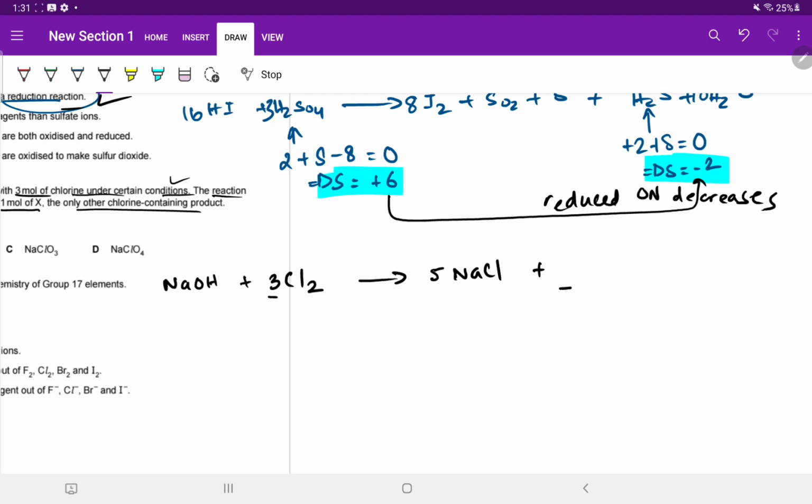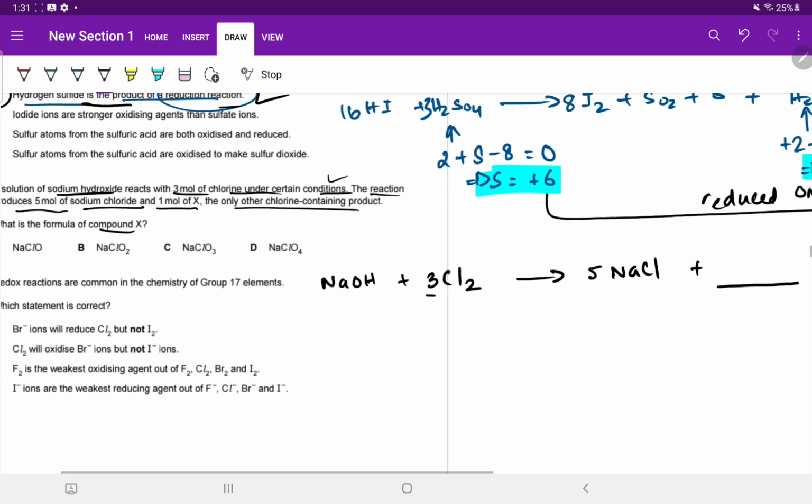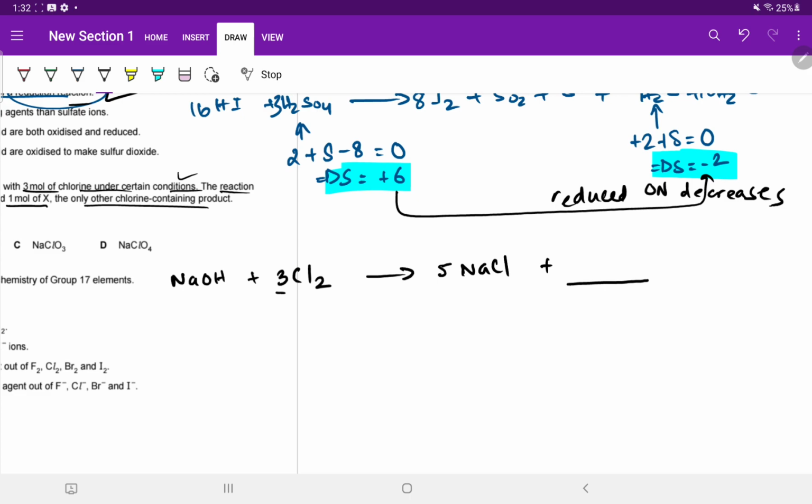So we do not know what X is, so let's leave it blank. Now we have to balance this equation. Over here we can see that there are 5 moles of Na, and over here we have just 1 mole of Na. But over here we have 6 moles of chlorine, because 3 times 2 gives 6 moles of chlorine. That means there shall be only 1 mole of chlorine on the other side.